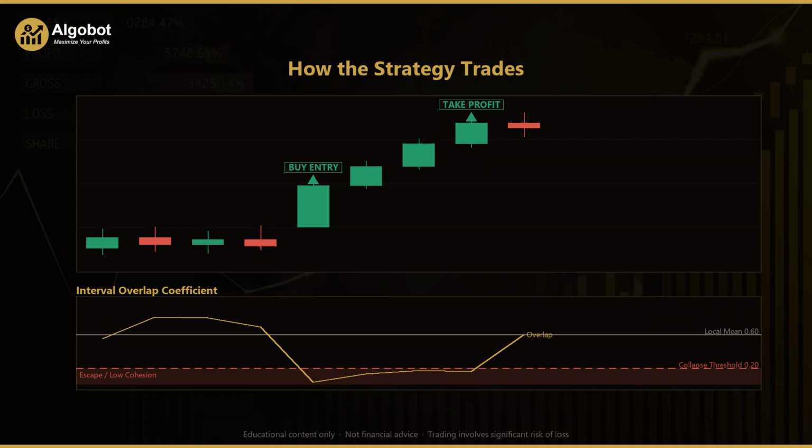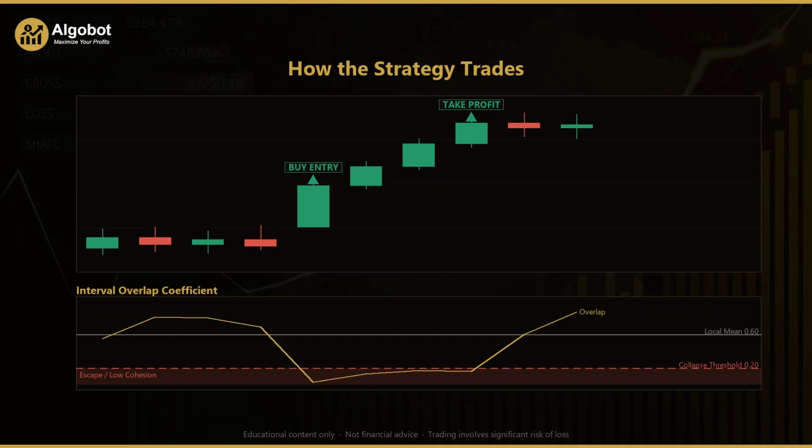After that, the market settles. A couple of bars overlap heavily again, and the coefficient climbs back above the local average line, telling us cohesion has returned at this higher region. The strategy waits patiently because there's no anomaly to act on. Then the mirror scenario unfolds.